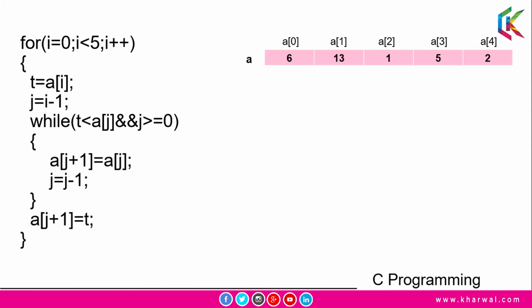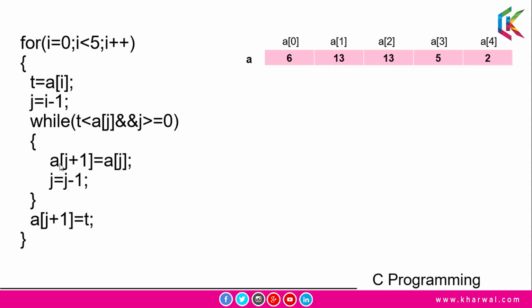Now in the while loop, t less than A[j]. The value of t is 1 and the value of A[1] is 13, so this condition is true. And 1 greater than or equal to 0 is also true. So the value of A[1] will be shifted to A[2], so 13 will be assigned to A[2] like this. After that, j will be decremented by 1, so the value of j will be 0. Again it will check this condition: 1 less than A[0], that is 6, this is also true, and 0 greater than or equal to 0 is also true.